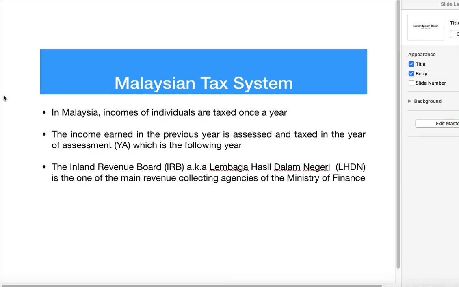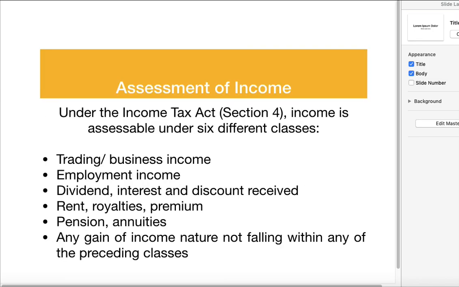Next, assessment of income. So here is on page 67. Under the Income Tax Act, Section 4, income is assessable under 6 different classes. So kita nak tahu what types of income are taxable. So it could be 6 different types. Number 1, trading or business income.